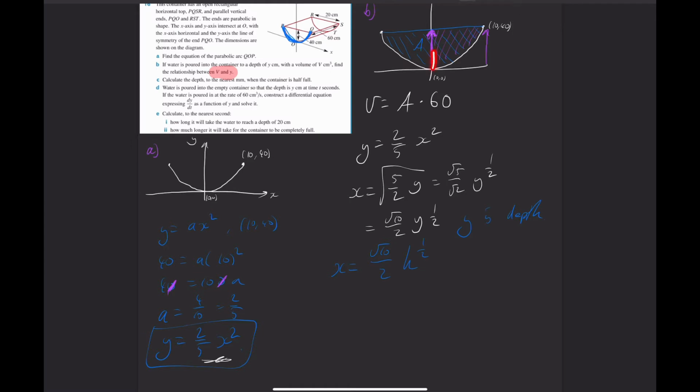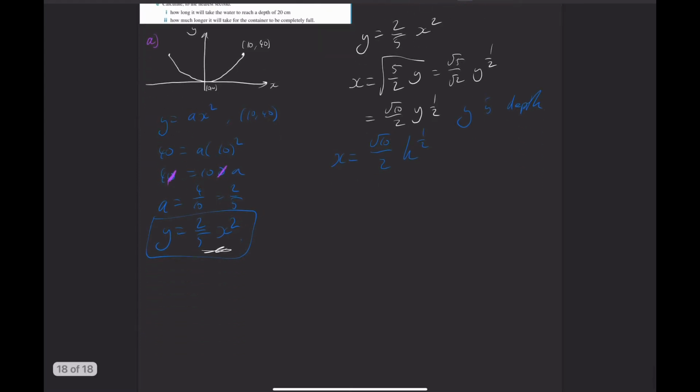Remember, I'm looking for traveling up the axis. I'm looking for this area between the curve and the y-axis. So the integral I'm going to find, so the area I'm caring about, is root 10 on 2, the integral from 0 to the depth of the water, h to the 1 on 2, to h.